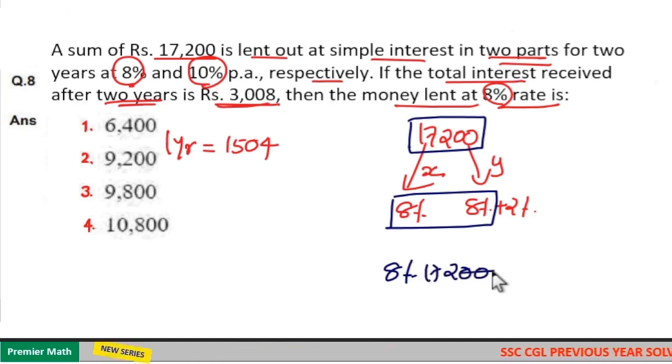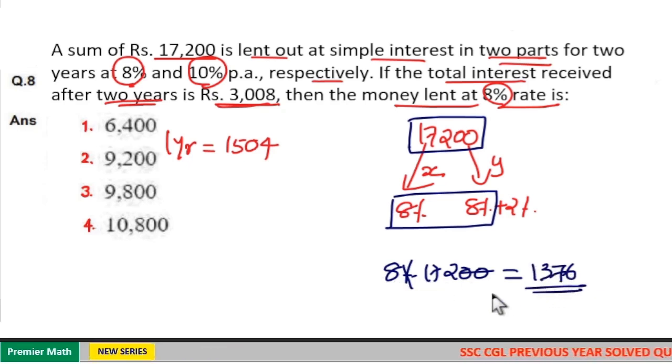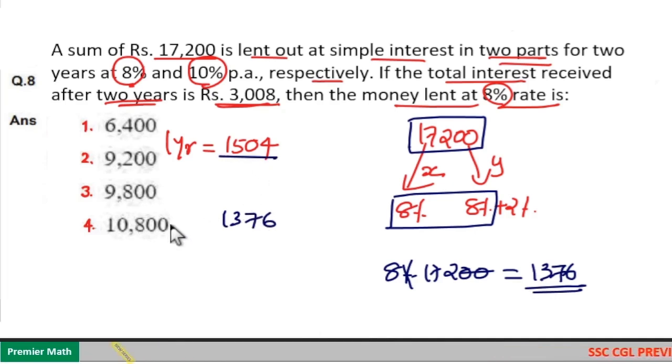The 00 and percentage cancel. 8 into 172. 8 into 2 is 16. 8 into 7 is 56, plus 1 is 57. 8 into 1 plus 5 is 13. So if you subtract this 1376 from 1504, you get 2% of Y.